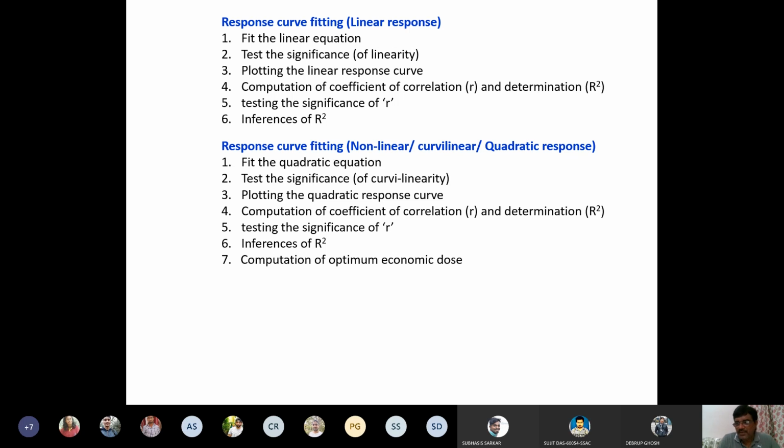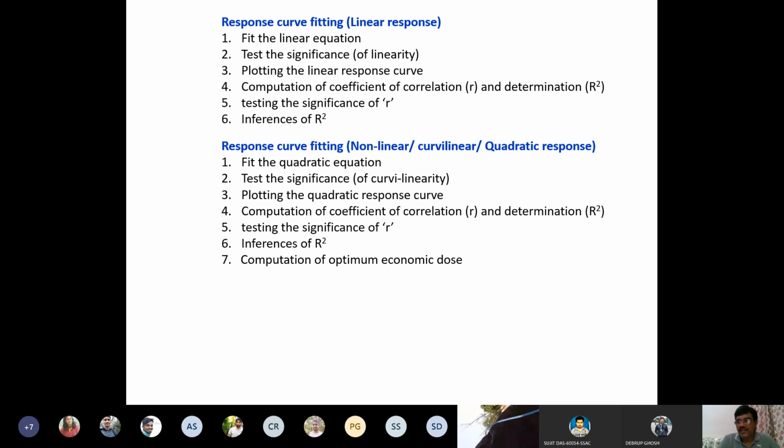So what happens in response curve fitting? Response curve fitting means first you need to fit the linear equation. We will deal with two kinds of equation. One is linear response, the other is non-linear, that is quadratic response. So in this, what steps do we need to learn? How to start from A and how to end at Z. That is how it starts: fit the linear equation. First of all, we need to fit the linear equation. Later on, you will know what fitting the linear equation means. I will explain to you. But for the time being, remember that we need to fit the linear equation.